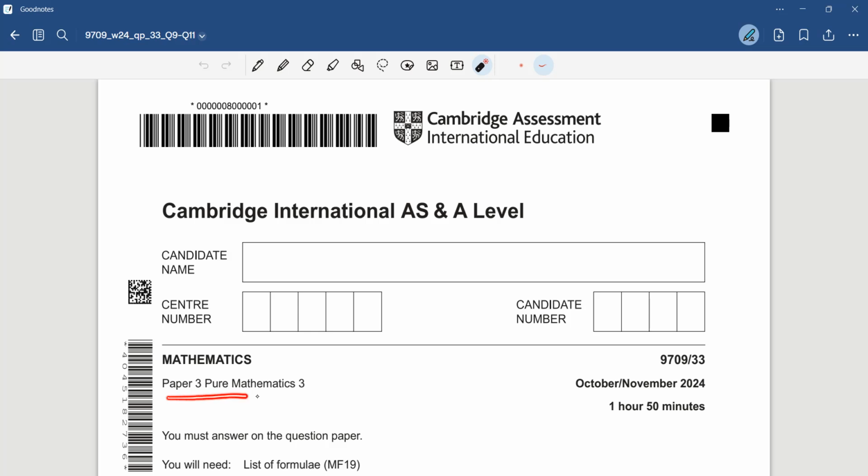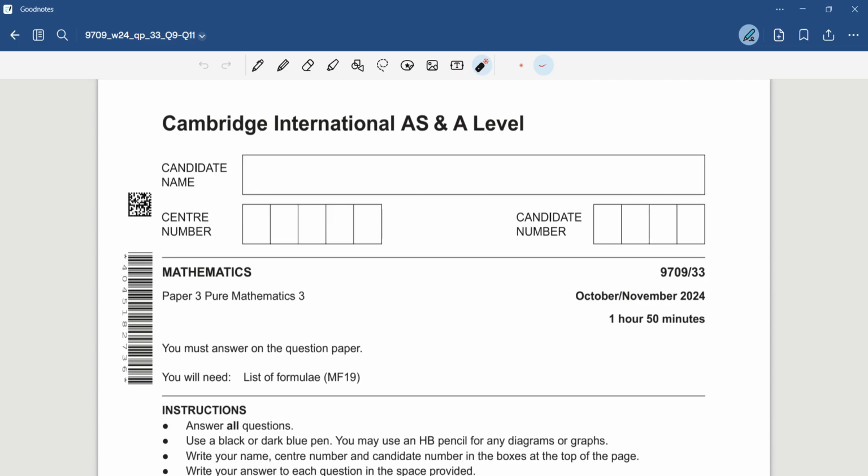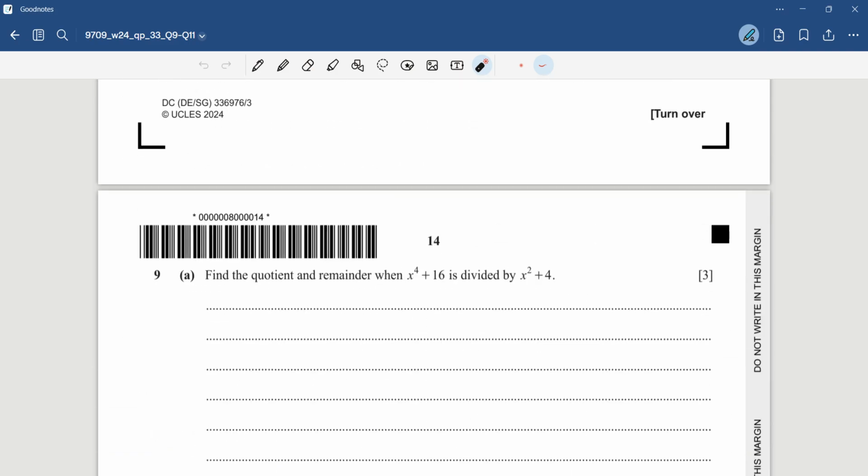With Geometry, October, November 2024, Variant 3. Let's go into question number 9 to question number 11. So, question number 9.